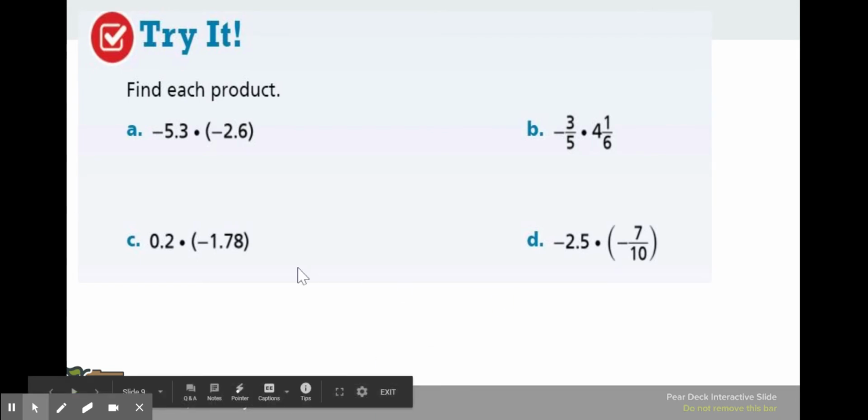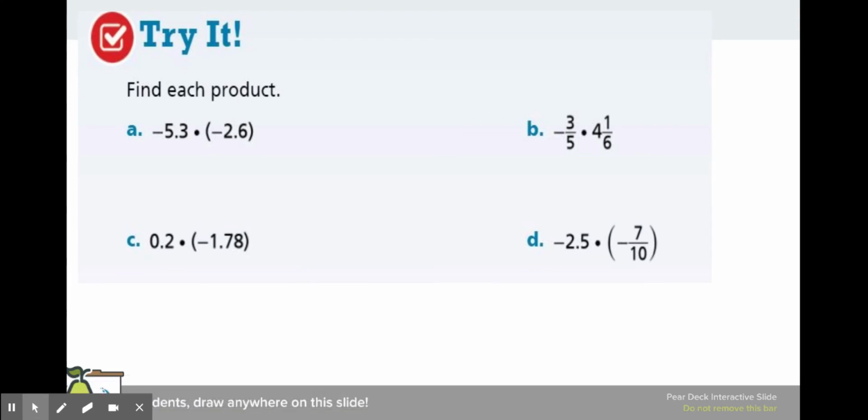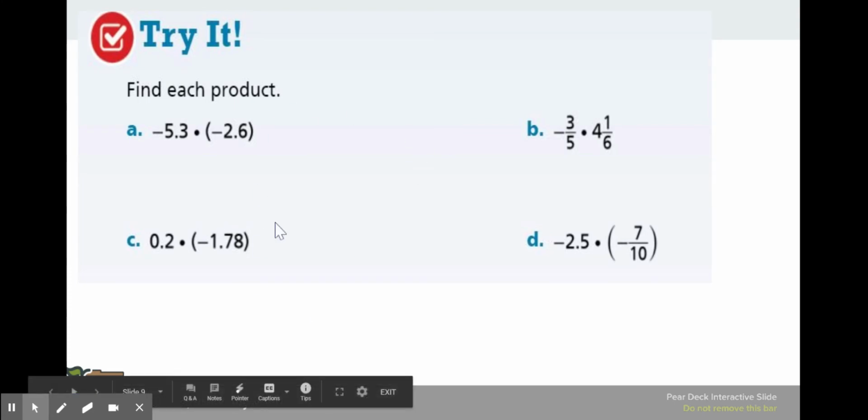Okay, so today we are doing multiplying rational numbers. On 1.6 we did multiplying integers, which are whole numbers. Now we're doing multiplying rational numbers. So again, let's review our rules.